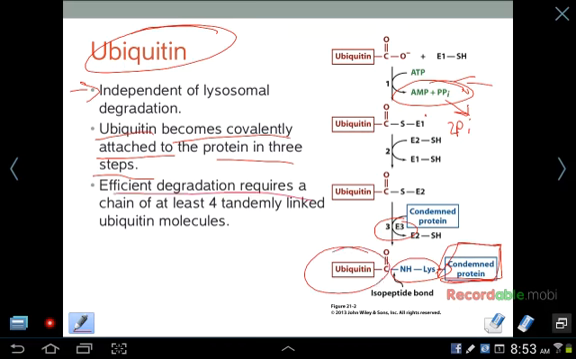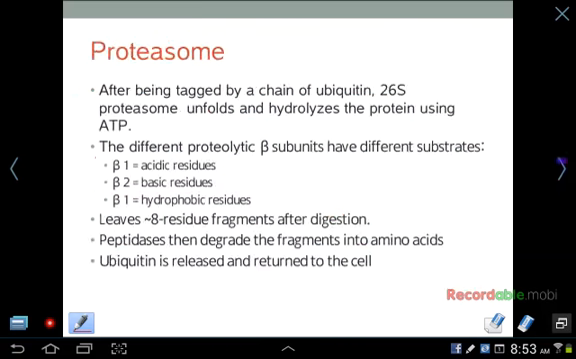However, just adding one ubiquitin is not enough. Efficient degradation requires a chain of at least 4 ubiquitins tandemly linked in order to trigger degradation. All right, and so in this chain, ubiquitins will be added onto the end of the preceding ubiquitin on the condemned protein. And you can have more than 4. Typically, you would have 10 to 20.